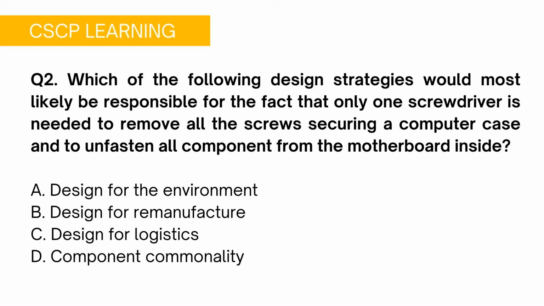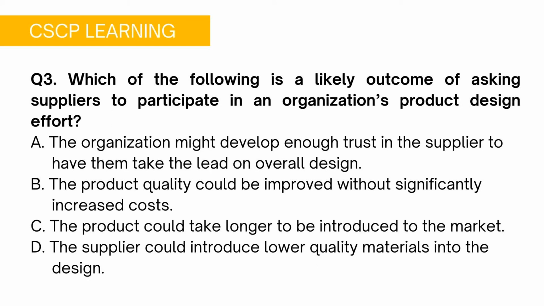This is a little tricky question, and the question maker wanted you to think the other way around. You will have questions like these in your exam, so try to build associations with the given scenario to conclude the answer. Question 3. Which of the following is a likely outcome of asking suppliers to participate in an organization's product design effort? Option A, the organization might develop enough trust in the supplier to have them take the lead on overall design. Option B, the product quality could be improved without significantly increased costs.